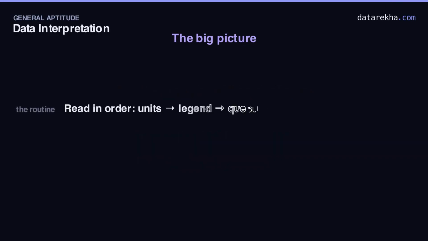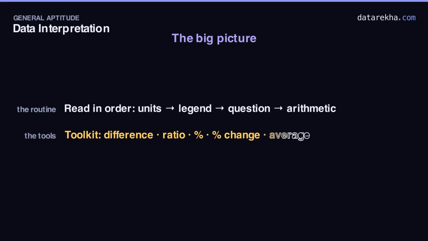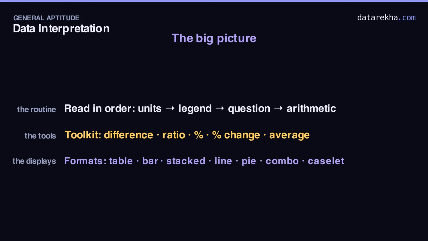Let's lock it in. Every chart yields to the same routine. Read the units, then the legend, then the whole question, and touch the arithmetic last. Your toolkit is tiny. Difference, ratio, percentage, percentage change, and average, with a weighted average when groups differ in size. And you've now read every common display.